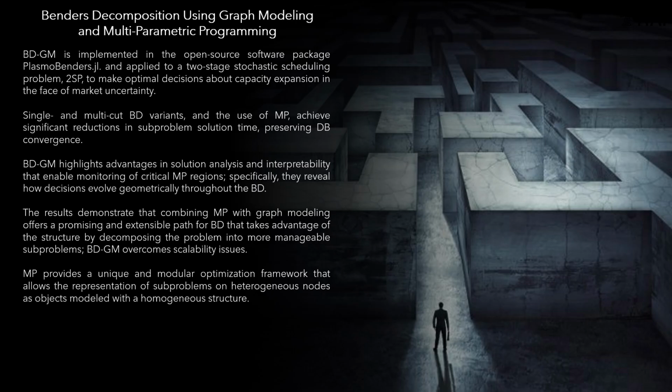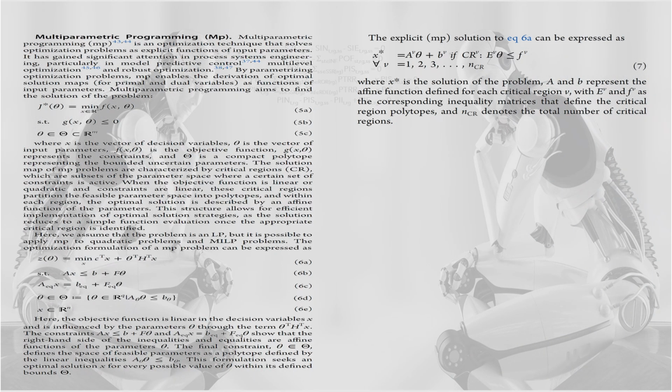Multiparametric programming, MP, is an optimization technique that solves optimization problems by parameterizing them. MP allows the derivation of optimal solution maps for primal and dual variables, as functions of the input parameters. The solution map for MP problems is characterized by critical regions, CR, which are subsets of the parameter space where a given set of constraints is active.